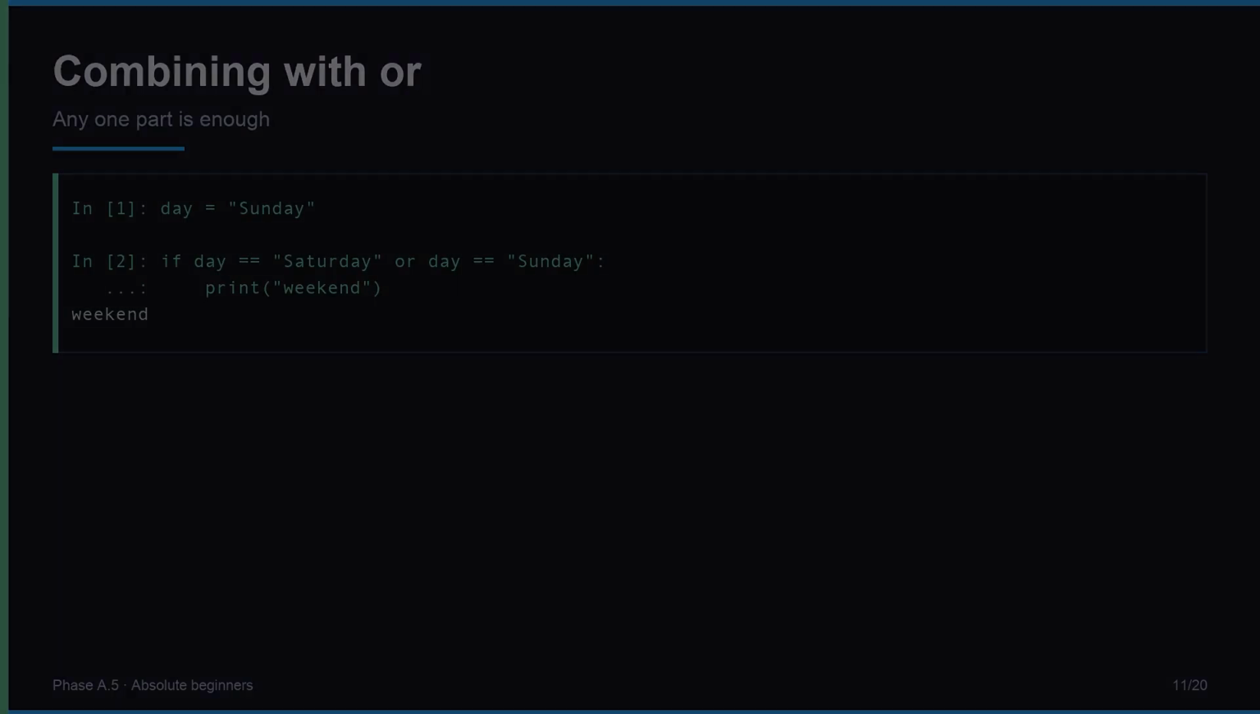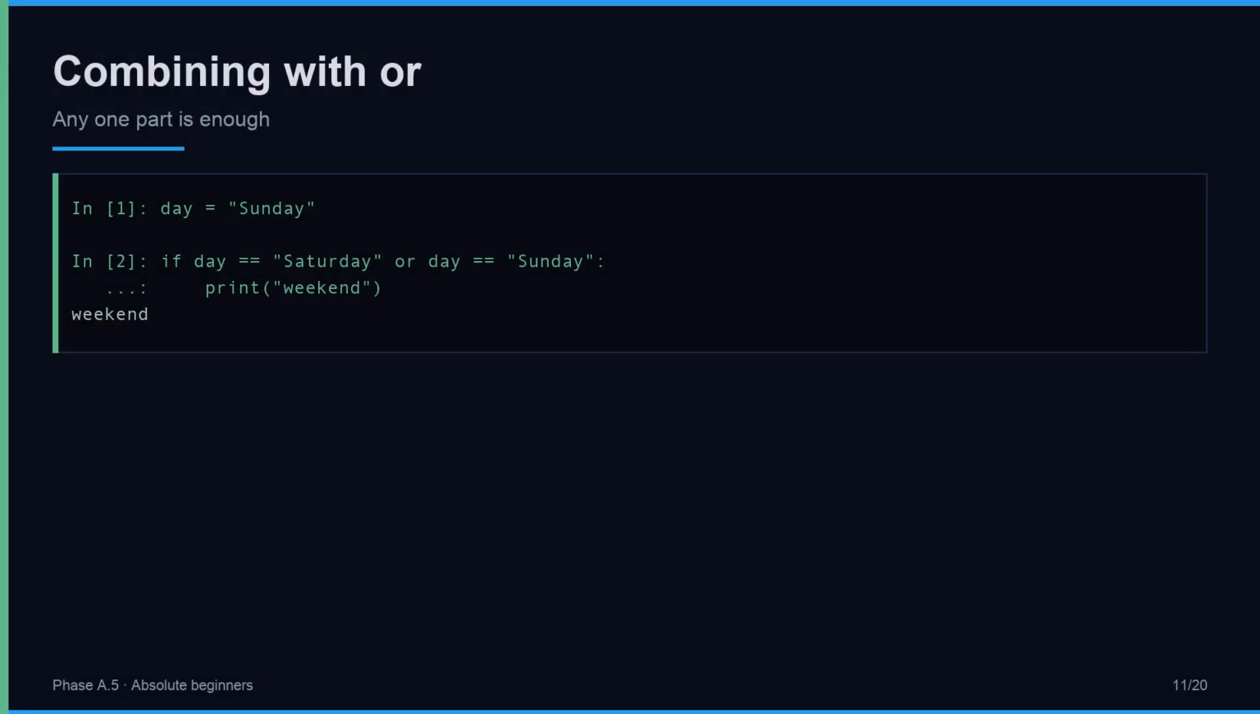All must hold. Now, or. Day equals Sunday. If day equals Saturday or day equals Sunday, print weekend. Only one needs to be true. Day is not Saturday, that part is false. Day is Sunday, that part is true. False or true gives true, so weekend prints. Or means at least one part must hold.